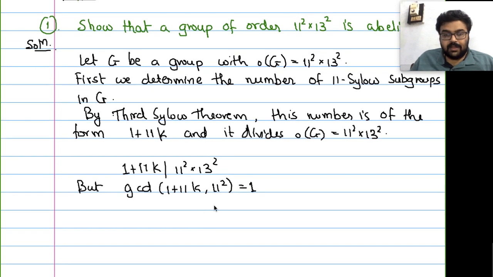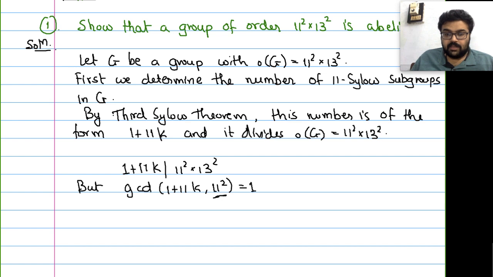Why? Because 11 square divides 11 square, or 11 divides 11. And if 11 divides the term 11k, then 11 should divide here also. So 11 divides 1, which is not possible. So 11 cannot be there. Whether 11 square divides this or not, we don't know. So the GCD cannot be 11 square, and the GCD cannot be 11. Therefore the GCD is 1.